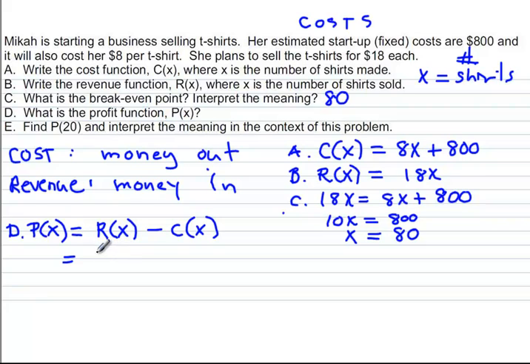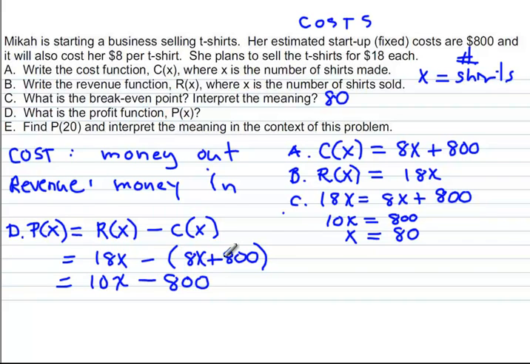Our revenue in this case is 18x. And our cost in this case is 8x plus 800. And I'm going to point out to you here where most people make mistakes, if they make a mistake, and that is that they forget to subtract the whole cost function. They only subtract the first part, and then they're off because this minus is going to affect this plus 800. This is going to turn out to be 10x, because 18x minus 8x is 10x, minus 800, not plus 800. So you've got to be really careful and put your cost function in parentheses so that you remember to apply that minus to both terms. That's our profit function, part D.